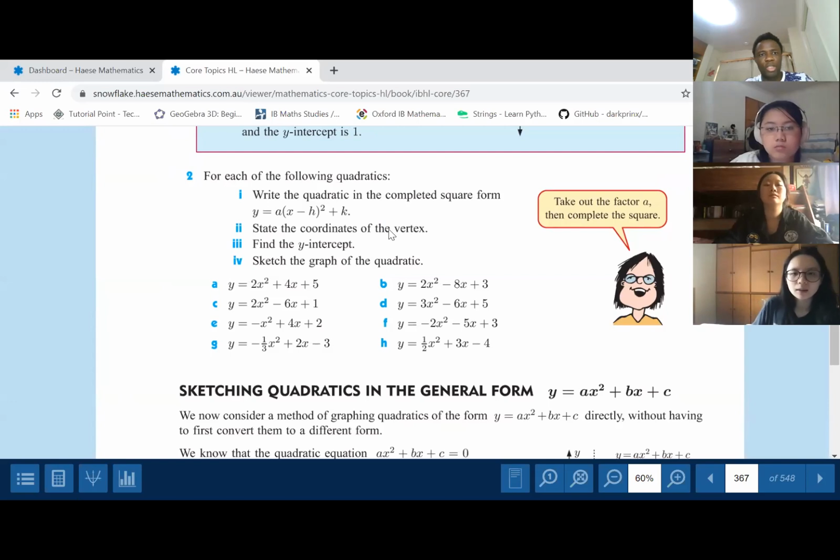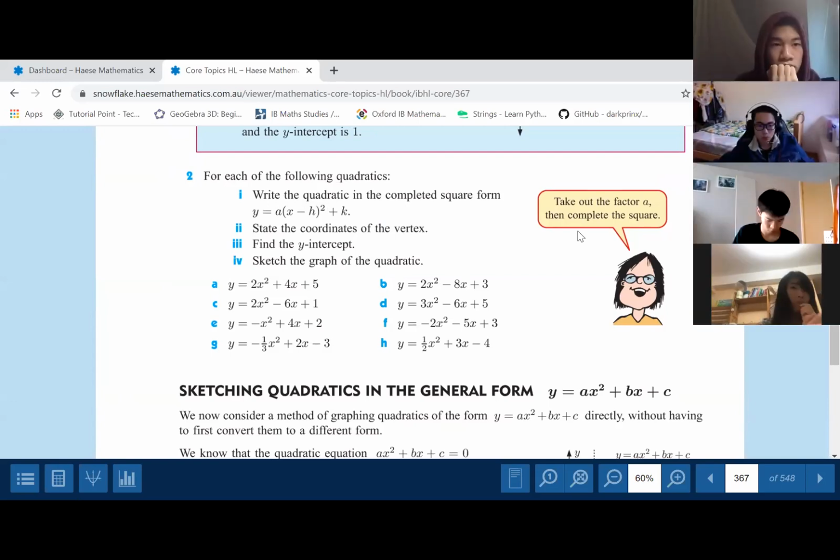So for each of the following, write the quadratic in that form, state the vertex. So it's a guided question. Put it in that form, state the coordinate of the vertex, find the y-intercept and sketch. This is exactly what we have done in the first one. The only difference is now we have a not equal to 1. So a could be greater than 1, which means we have to factorize. A could be negative, a could be a fraction. It doesn't matter. So can we choose one question here?